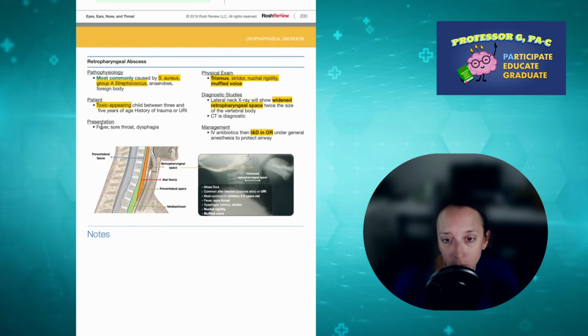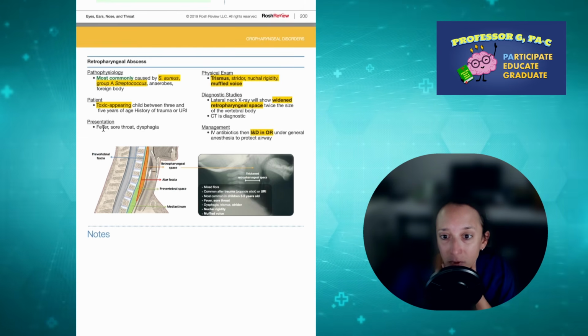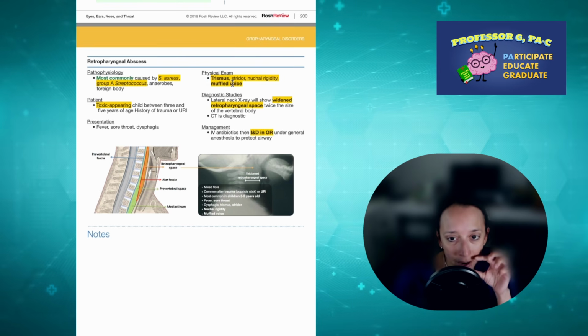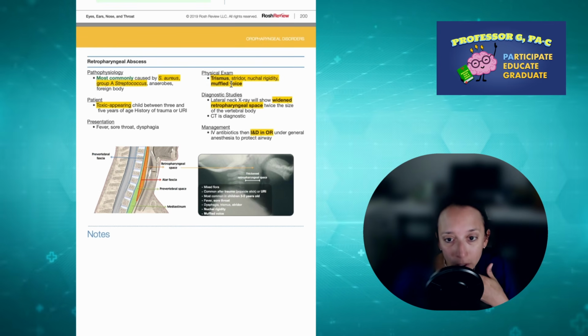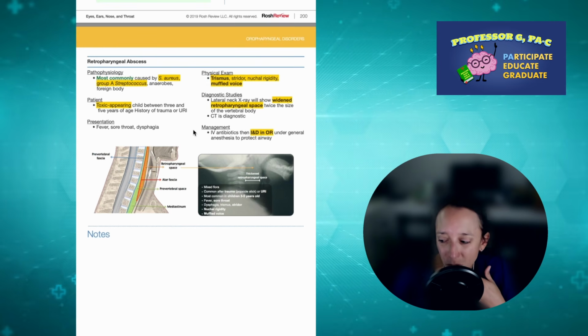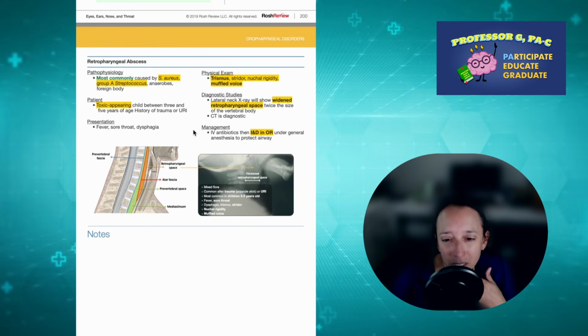They'll have fever, sore throat, dysphagia. They might have trouble moving their neck or nuchal rigidity. They might not be able to open their mouth. They might have stridor or a muffled voice. And they usually just look really toxic and something just not right.